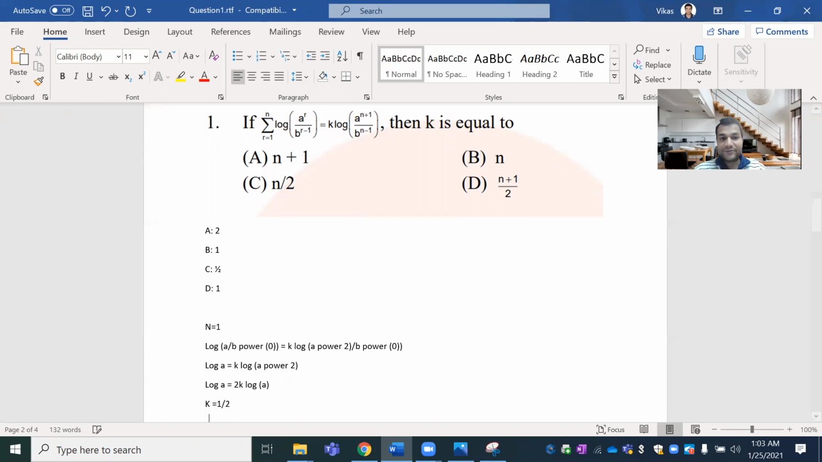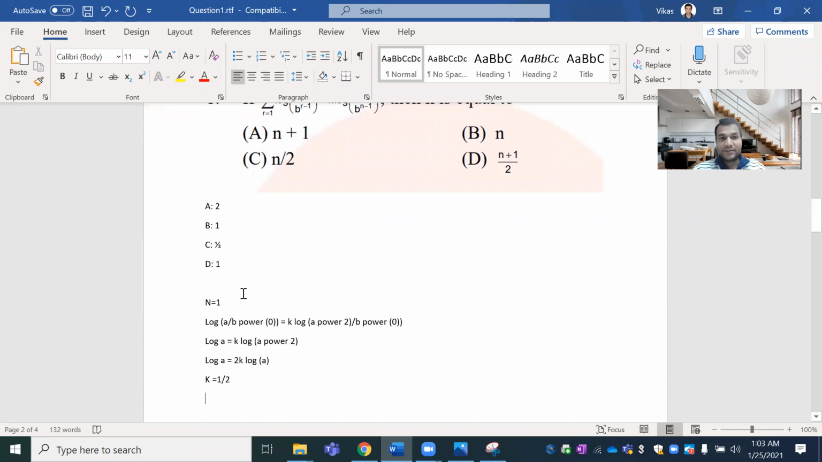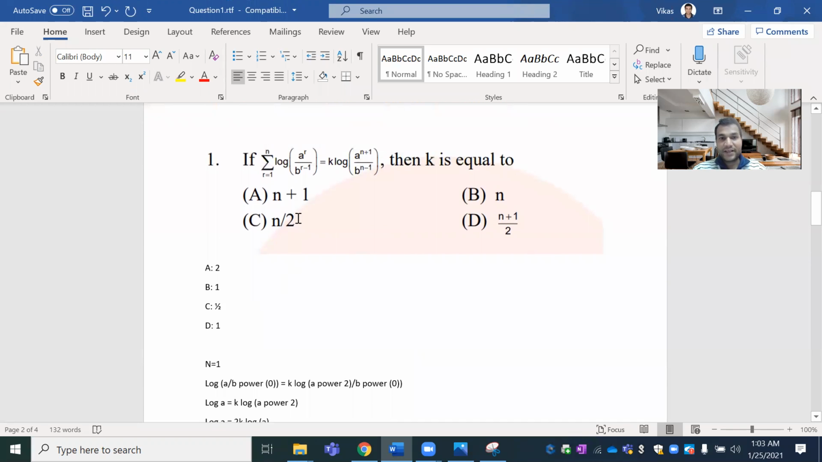What we would infer from here is the right set of answers given to you. So when I put n is equal to 1, option a becomes 2. When I put n is equal to 1, b becomes 1. When I put n is equal to 1, c becomes 1/2. When I put d, it becomes 2/2 is equal to 1. So I can definitely say c is the answer.